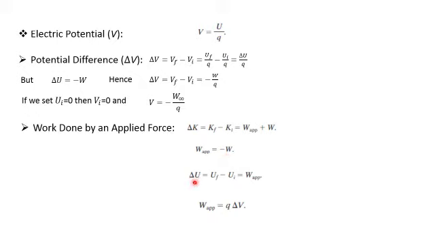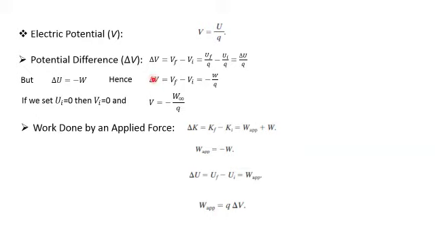We know that delta U, which is the change in potential energy, is always equal to the negative of the work done. So from this we can write that delta U is equal to the work done by the applied force. And using this relation here, we can see that the work done by the applied force is equal to Q times delta V. It is also to be noted that work done by the applied force can be positive, negative, or 0, depending upon the signs and magnitudes of Q and delta V.